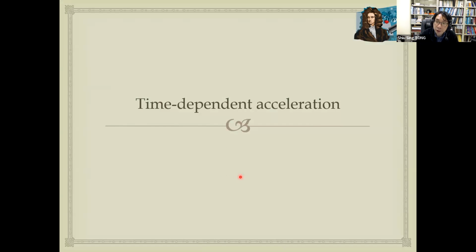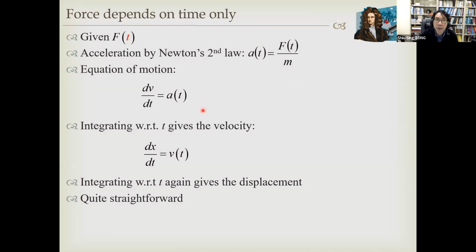Now let's do something a little bit more complicated. Let's do time-dependent acceleration. For the time-dependent acceleration, what I mean is that the force is given as an explicit function of time. It is not given as a function of position or velocity. Suppose we have a variable force. Suppose now I'm pushing you periodically, and I can describe this force as a function of time. So the force is a known function of time.